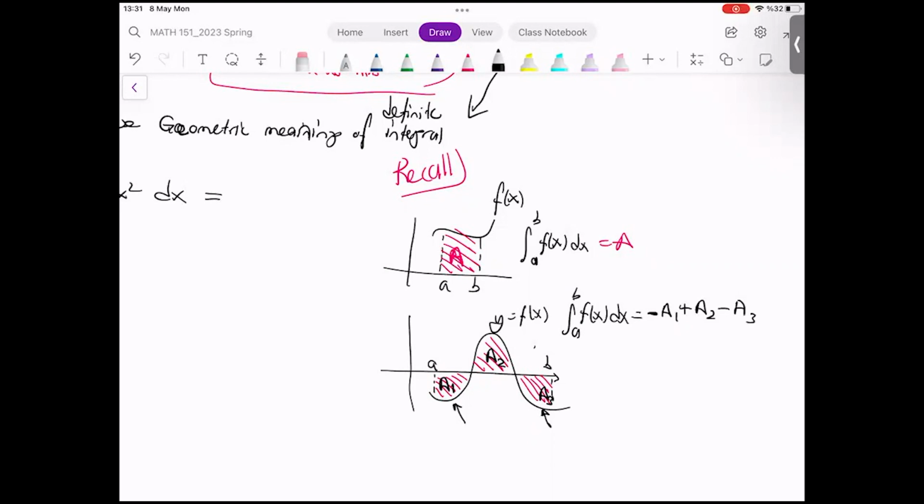So in this case, the definite integral is not the sum of A1, A2, A3, no. Negative parts contribute negatively, like this one and this one here, to your integral. Okay, this is something important. And this is also explained in the recorded lecture videos in a very detailed way. Now we will use these ideas for our function.